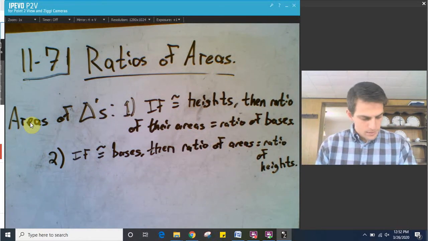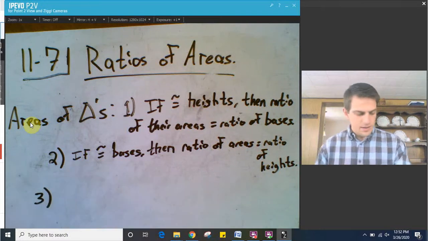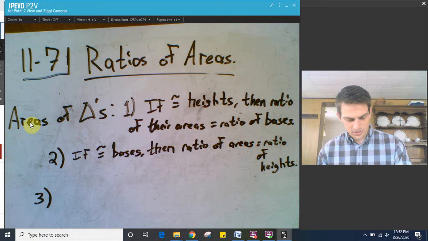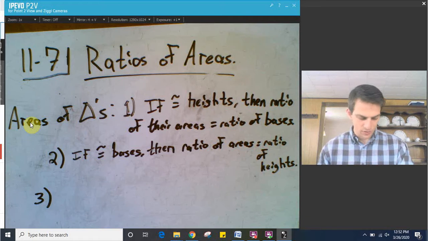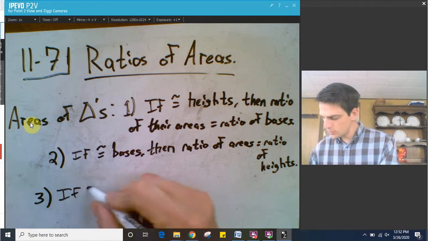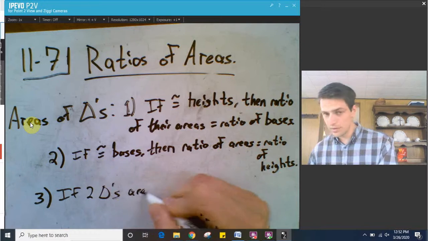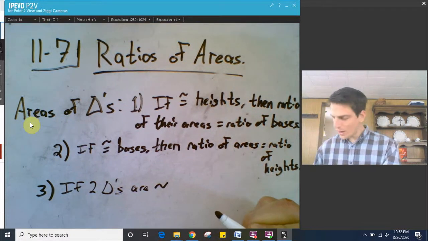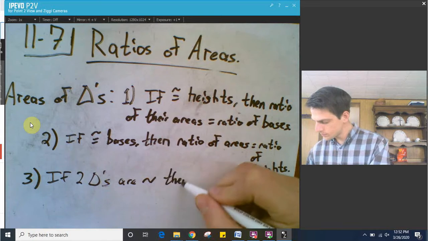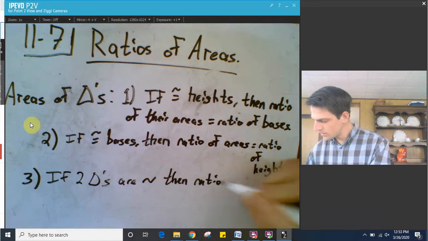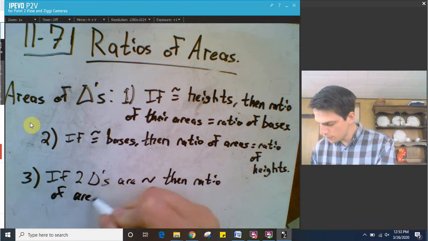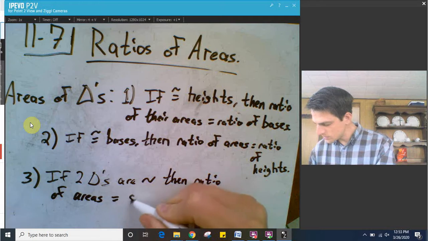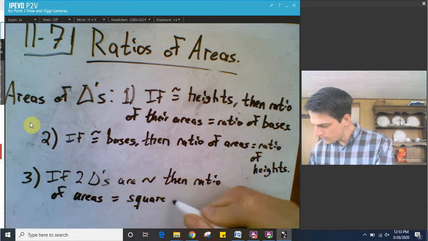Okay, and the third point here, and this is not what we have done yet, but if two triangles are similar, then the ratio of their areas equals the square of their scale factor. So, if two triangles are similar, it's going to be the similar symbol, then the ratio of their areas equals the square of their scale factor. I'll give you an example here in a moment. Ratio of areas equals the square of the scale factor.